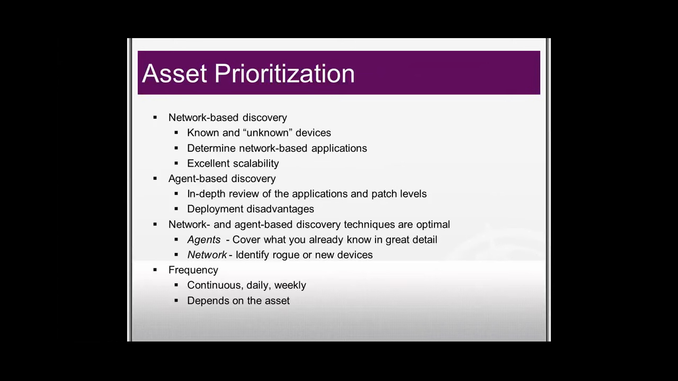Also, you have to prioritize, as I told you before. So you want to prioritize those things based on the network-based discovery I have here. What are your known and unknown devices? You have to determine your network-based application, determine your scalability. I won't go through all of them, but look at your agent-based discoveries. That's an in-depth review of the applications and patch levels. You have to look at your network and agent-based discovery techniques, make sure they're optimal.